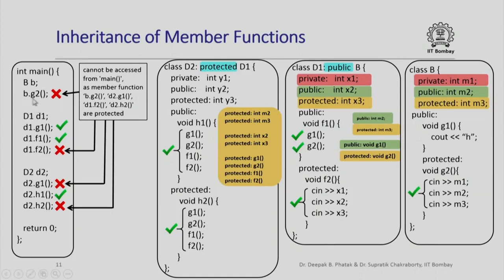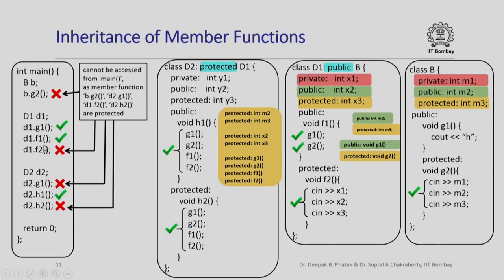So can I access b dot g2, which means in the base class B can I access the member function G2? But the member function G2 is declared as protected in the base class B, so it can only be accessed from derived classes, not from the main function. So this will give rise to a compilation error. Can I access d1 dot g1 in the class capital D1? G1 is a public member function, so I can certainly access it.